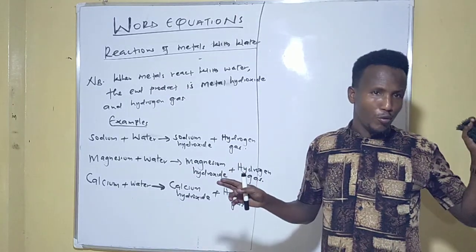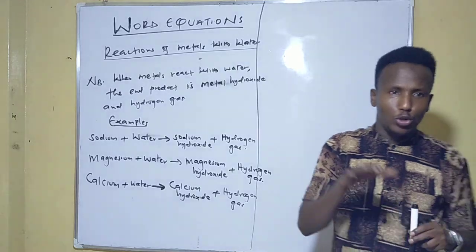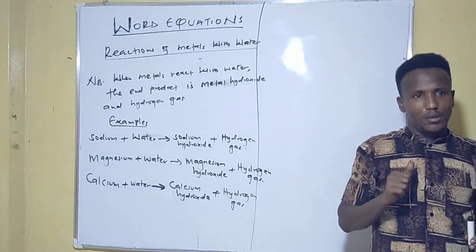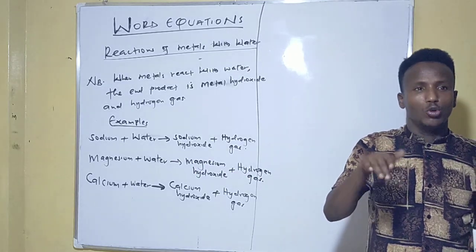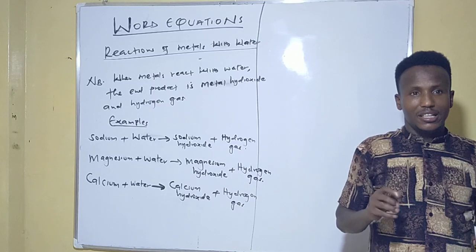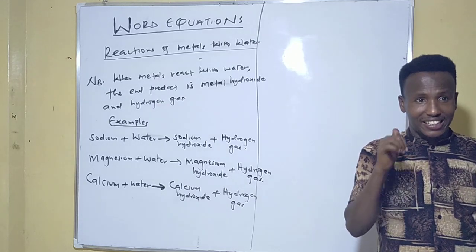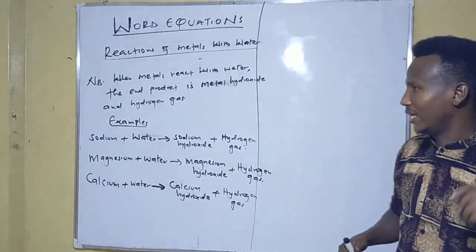Another confirmatory test of hydrogen gas is that when a burning splint is brought on top of a gas cell containing the hydrogen gas, be very keen at this point, the burning splint burns with a pop sound, and that indicates that the gas inside the gas cell is hydrogen gas. Okay, just understand that.